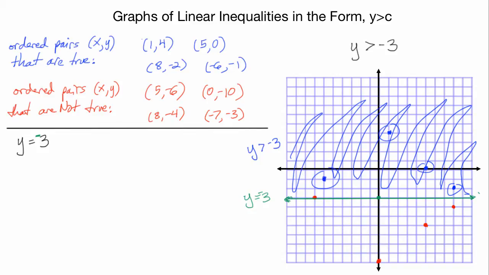On the flip side, on the other side of that green line, down here are all the points, and we found a few of those, all the points that have a y value less than -3. So hopefully you're getting a really good idea. If we're dealing with linear inequalities and there's no x variable and they're just in the form y is greater than or less than some number, we're dealing with a horizontal inequality.